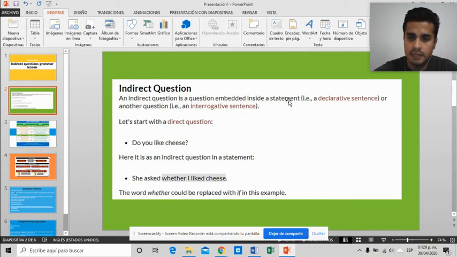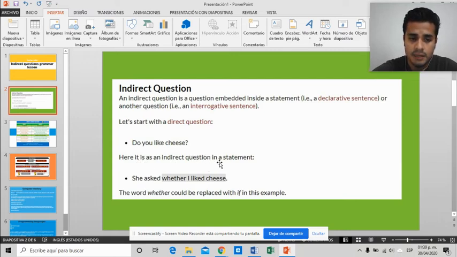For example, a statement: I am a teacher. That's a statement. Or another question, an interrogative sentence: are you a teacher? And that's it. So that's the difference. Now, a direct question first: do you like cheese? So notice here, it is not an indirect question in a statement, okay?